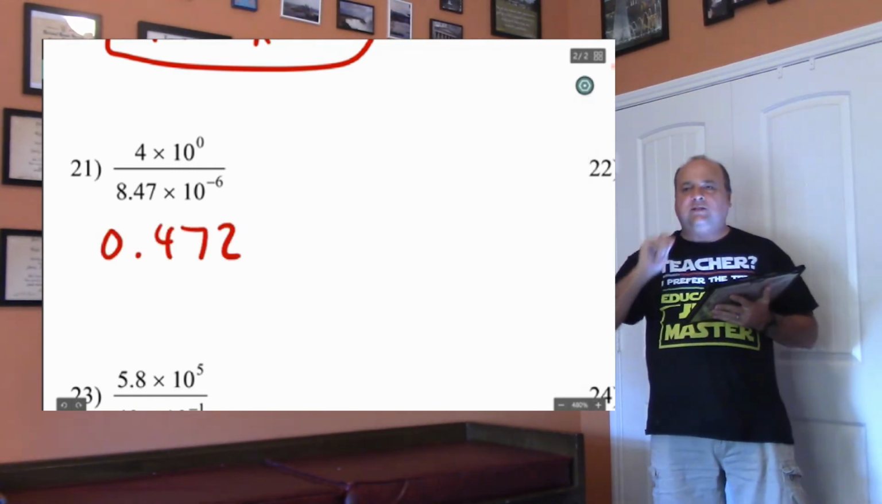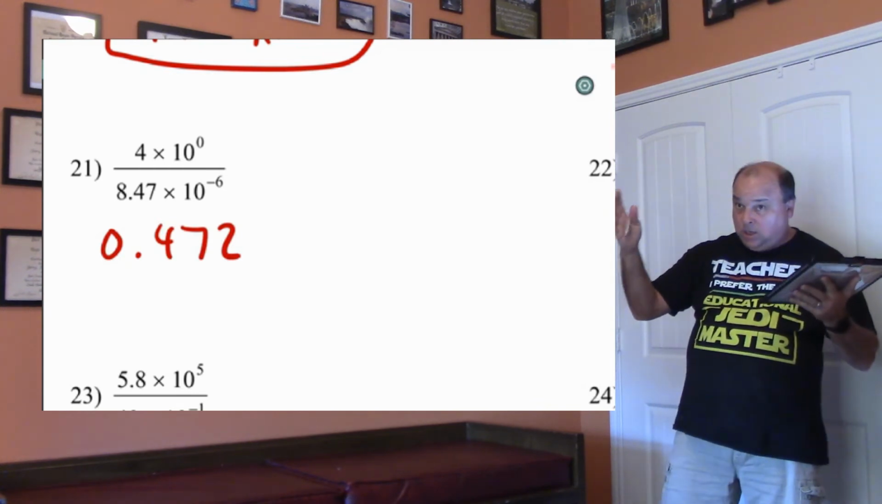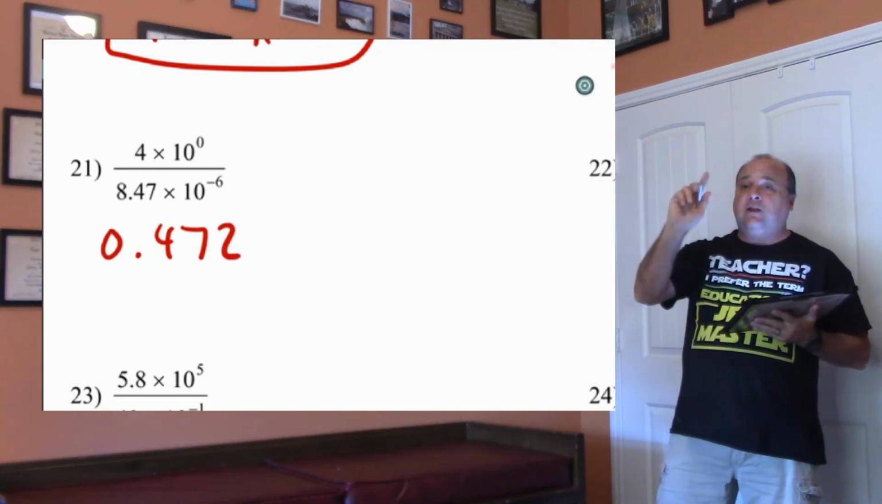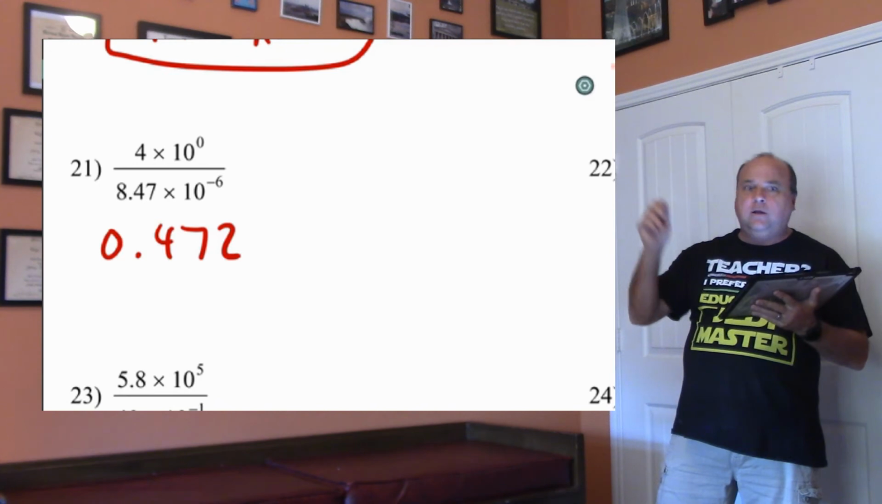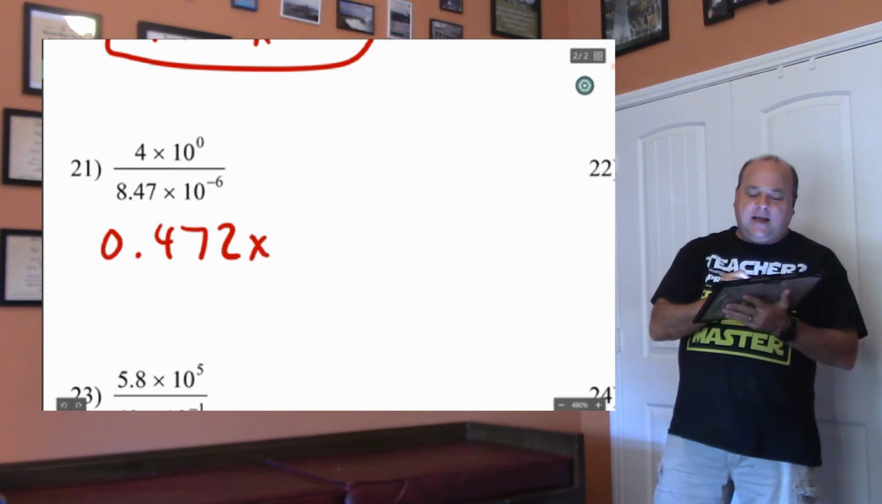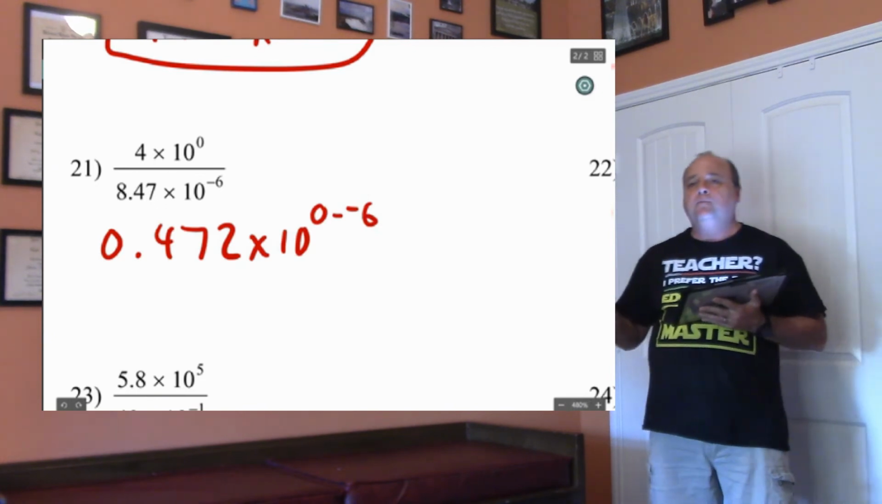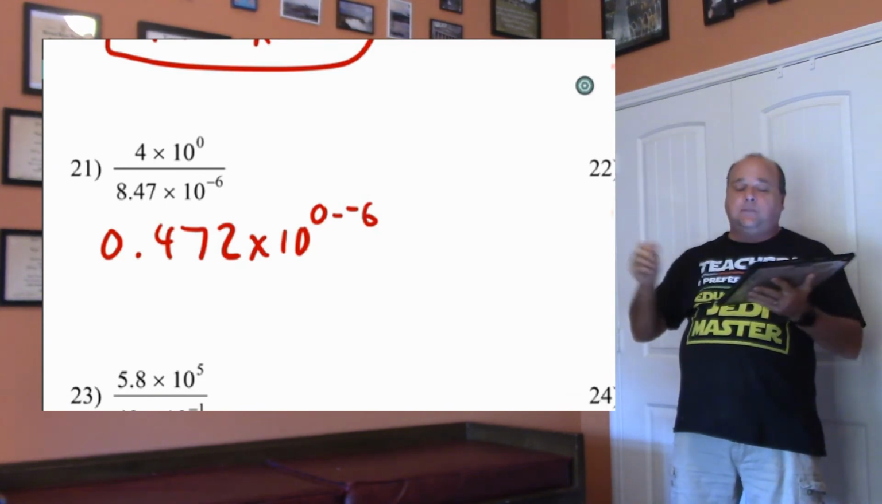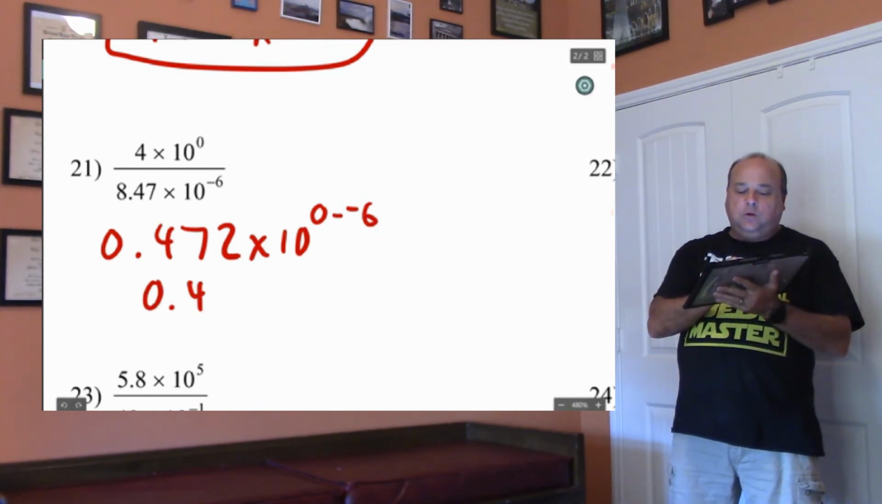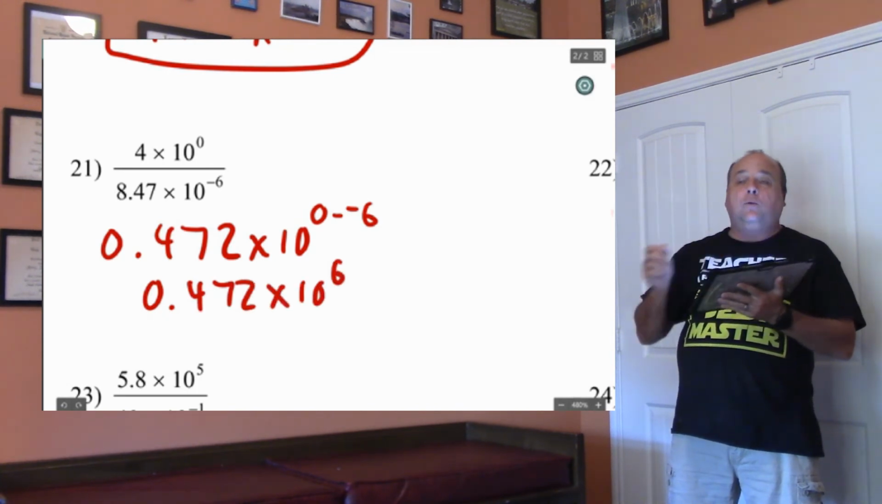You only need 3 significant digits in most problems. You just need 3 digits, okay? Not including the 0. Now then we're going to put times 10, and then we're going to do 0 minus negative 6, aren't we? 0 minus negative 6 is a positive 6. So 0.472 times 10 to the 6, and our decimal's in the wrong spot.